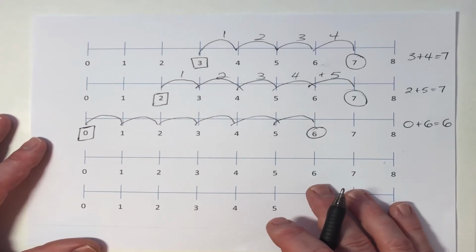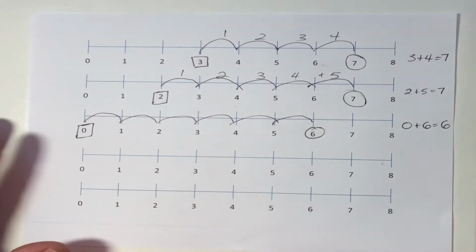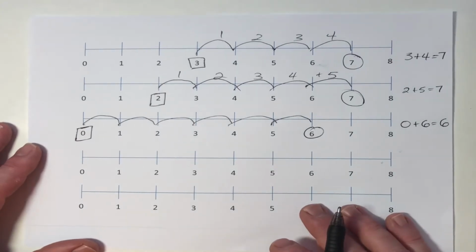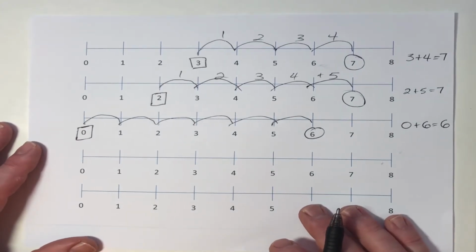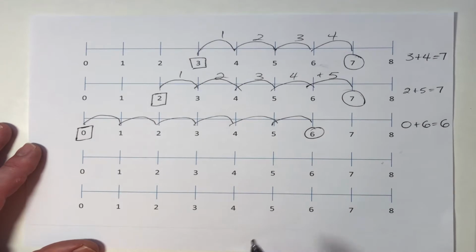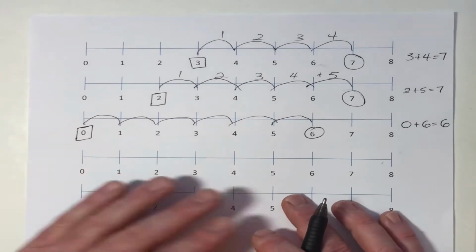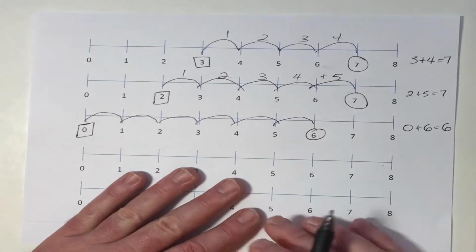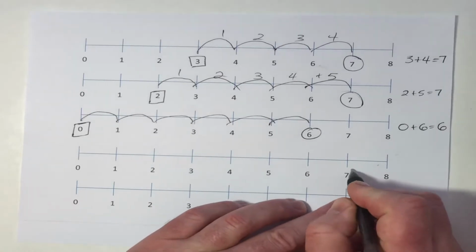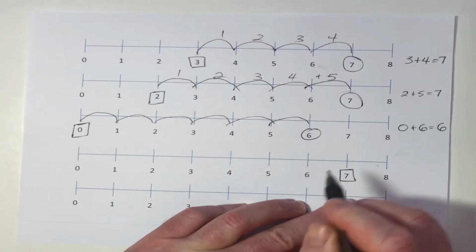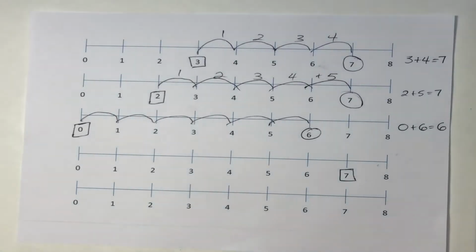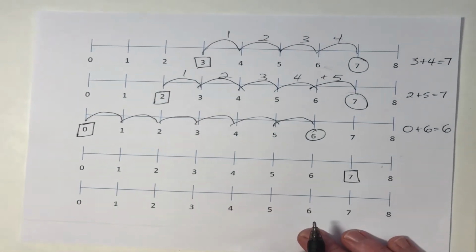Okay, let's do another one. This time we're going to change it up. We're going to do something a little bit differently. We're going to do a subtraction problem instead of an addition. So we're going to take away some numbers. Okay? So let's start with 7. This time we're going to put the square way over here with the 7.